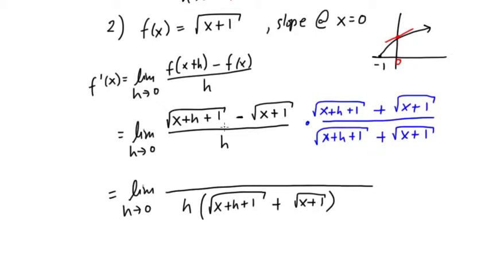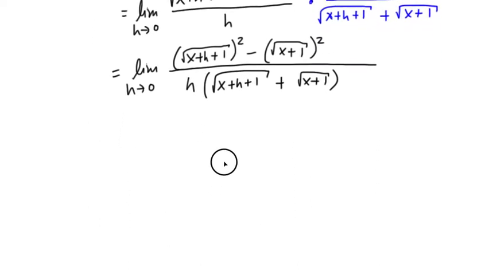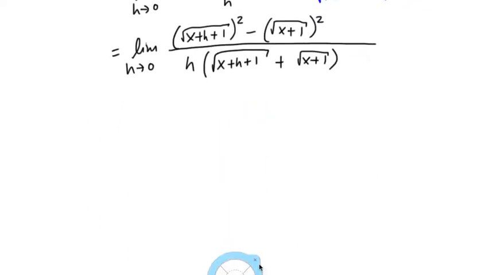Okay, and one of the reasons why we multiply by the conjugate is because we will get a difference of squares. So in other words, it'll be x plus h plus 1 squared minus x plus 1 squared. So I'm just going to move this up a bit, and this is now equal to the limit as h. Remember, we have to still keep writing the limit as h goes to 0 until we apply the limit itself.